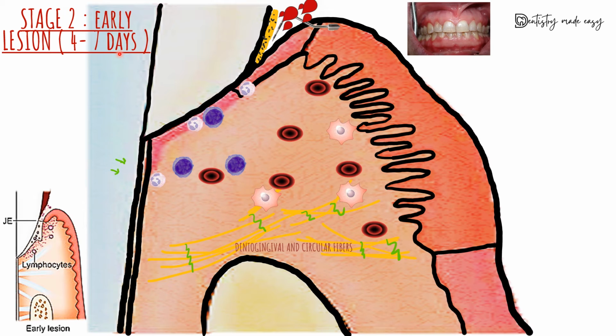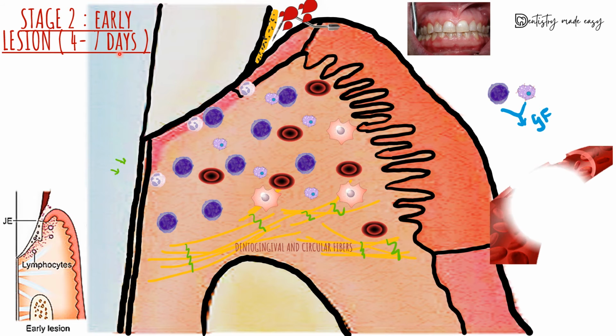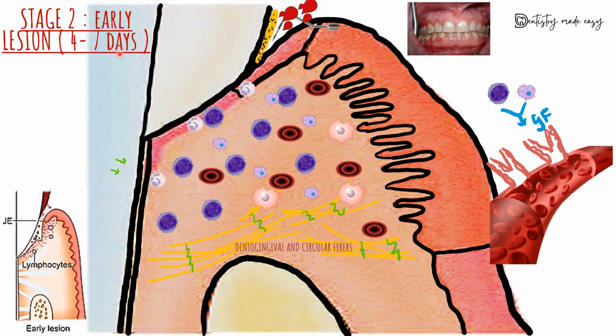So the predominant cells in this stage 2 will be T lymphocytes, which are about 75% of the total amount of cells present in this stage 2. Also there will be macrophages. Now apart from vasodilation of the vessels, these lymphocytes and macrophages will also produce growth factors, and these growth factors help in angiogenesis. Angiogenesis is nothing but development of new vessels and further proliferation of the capillaries.